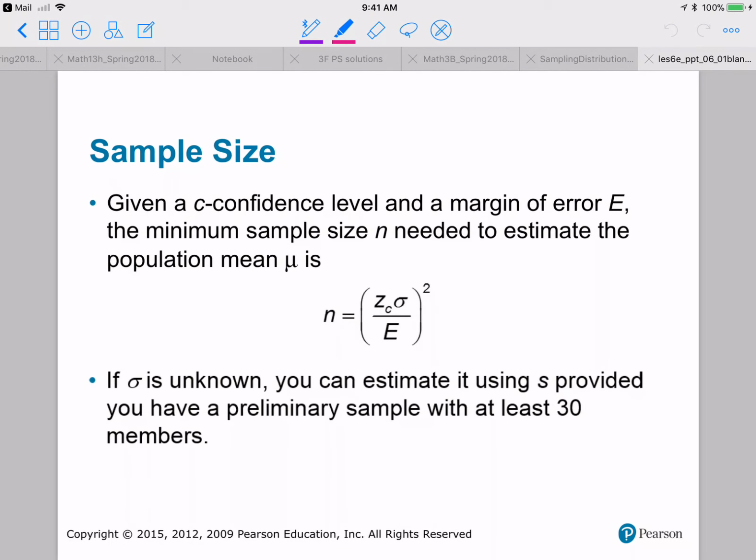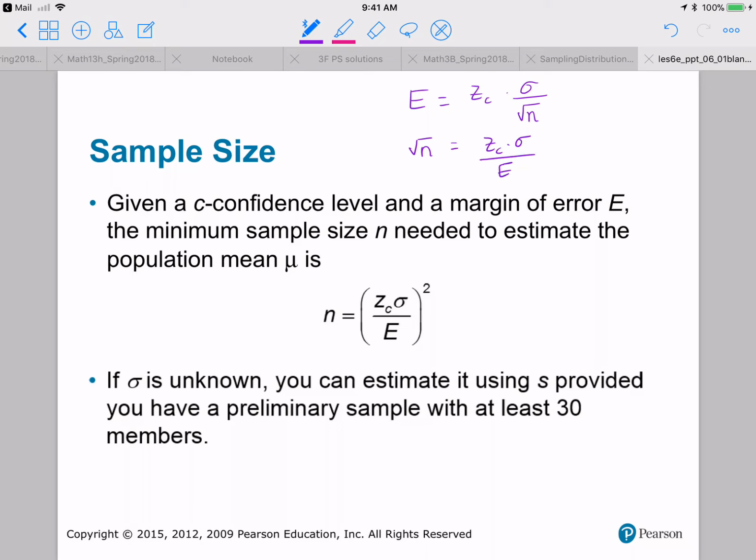Okay. Now, the last thing we want to do is, suppose you're given a confidence level and a margin of error, and you want to find out what is the minimum sample size that's needed. Well, we've got our formula for E. How do we solve for N? Well, E, our margin of error, is our critical value times the standard error. So if we want to solve for N, all we have to do is literally solve for N. So it'll be square root of N is equal to ZC times sigma over E.